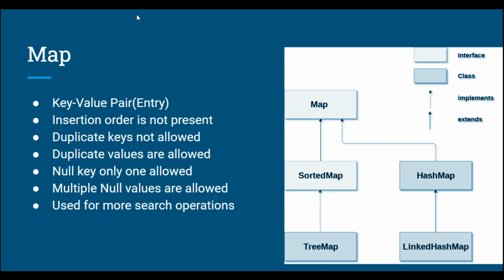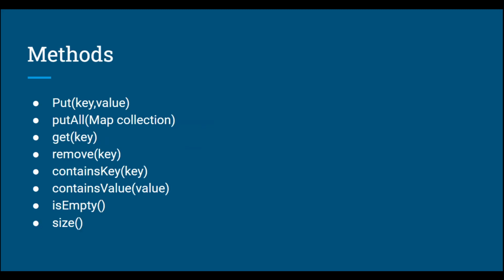After that, we are going to see the methods that are present in the map and the methods present in the hash map and tree map. So we are going to see that. So the first method present in the map is put. It is going to add the elements in the map. So that is why we use a method called put.